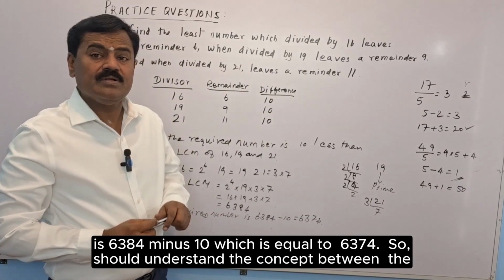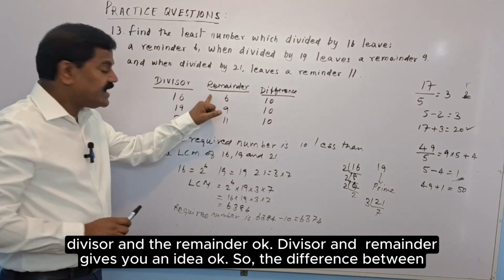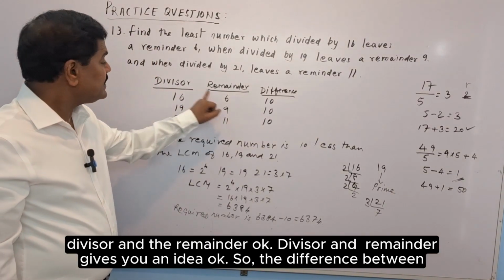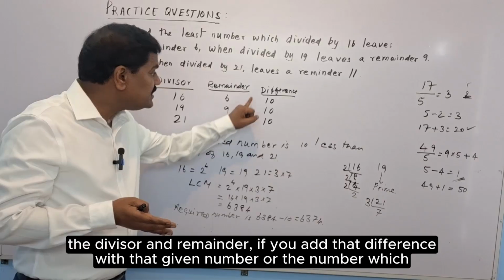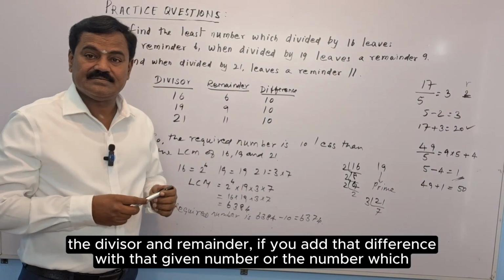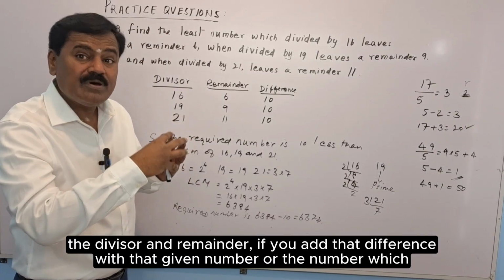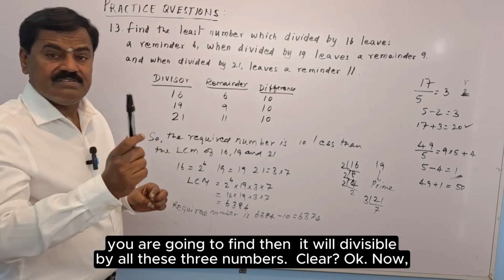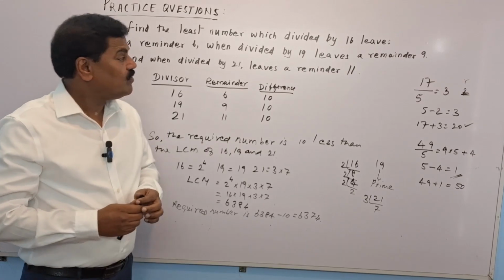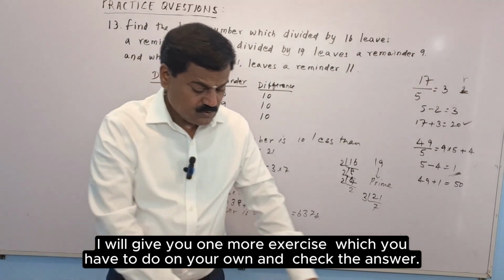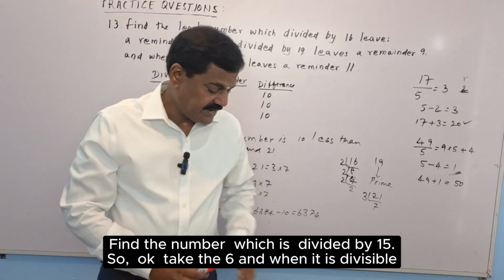Clear, students? So you should understand the concept between the divisor and the remainder. The divisor and remainder give you an idea. The difference between the divisor and remainder, if you add that difference to the number which you are going to find, then it will be divisible by all these three numbers. Clear? Now I'll give you one more exercise, which you have to do on your own and check the answer.